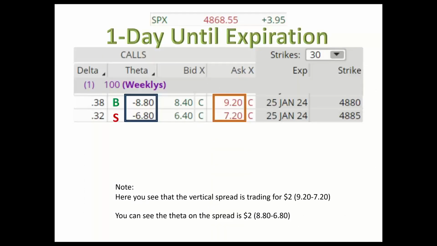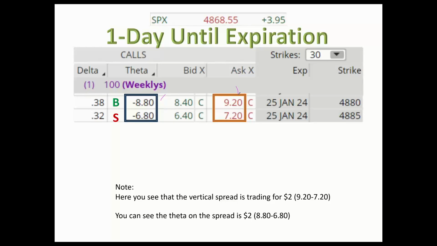Here's the 1 day until expiration spread at the 80-85 strike. This is slightly out of the money when the market's at 48.68.55. And you see that the spread at the asks in the red box is $9.20 minus $7.20 or $2 on that vertical spread. If you go and look at the theta, what do you notice?